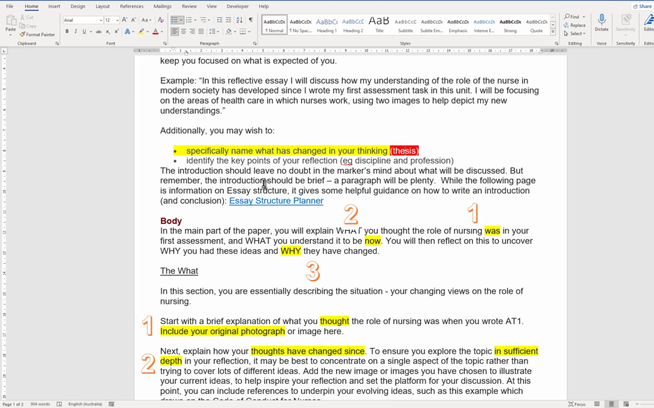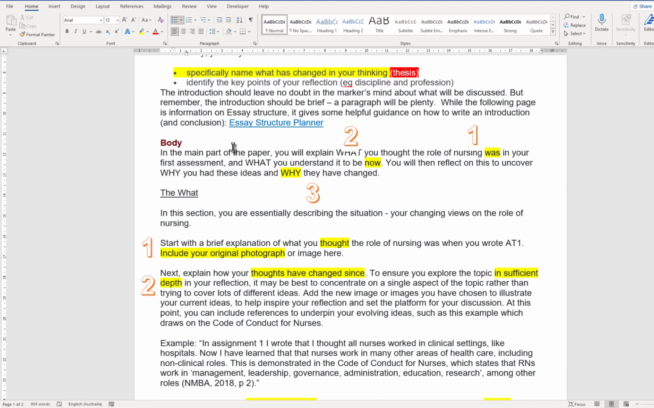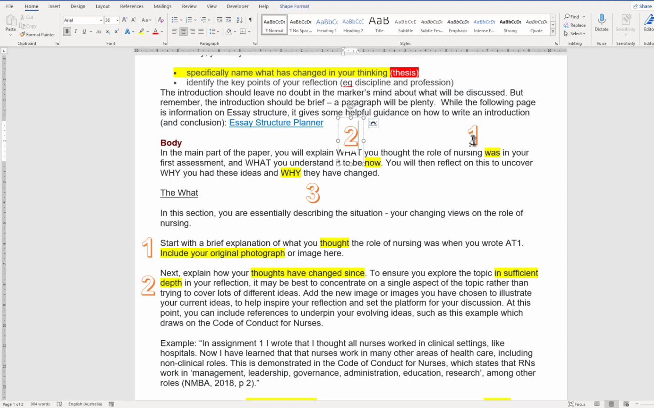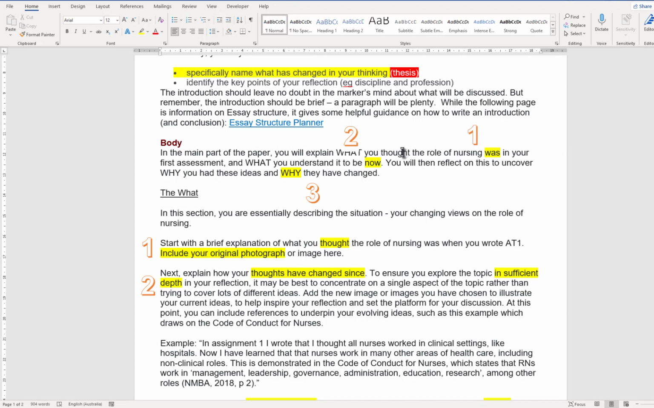So, once you've got the introduction sorted out, you need to know how to write the body. So he's given you lots and lots of ideas about this, and he's suggesting that maybe try doing it in 3 parts. So the first part is, first of all, talk about what you thought, past tense, right? What you thought the role of nursing was. So this is the first thing to do.